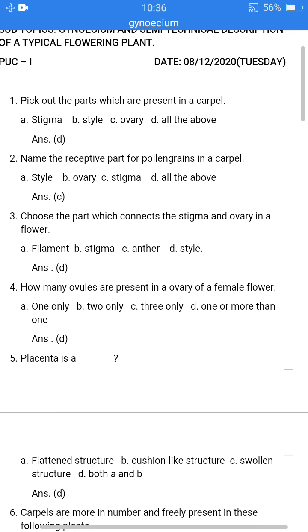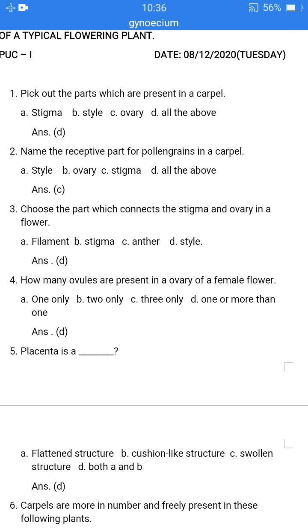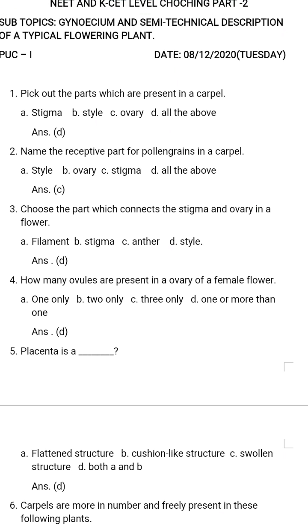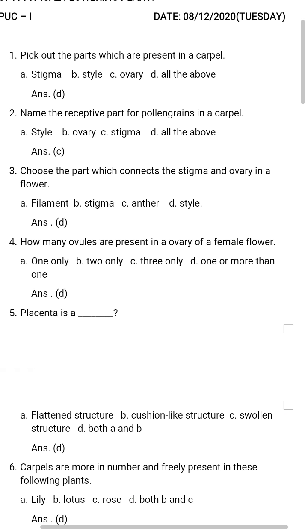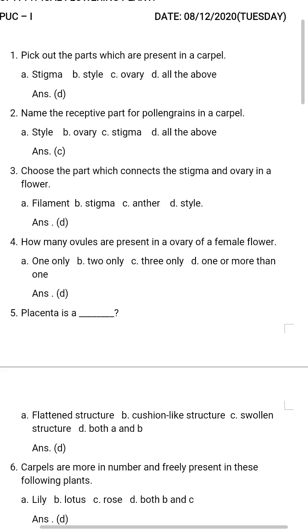Next, fourth question. How many ovules are present in an ovary of a female flower? This is a most important logical question. In a female flower, generally the ovary has ovules. It may vary from one flower to another flower. Understood? So now let us see the options. A, 1 only. B, 2 only. C, 3 only. D, 1 or more than 1.